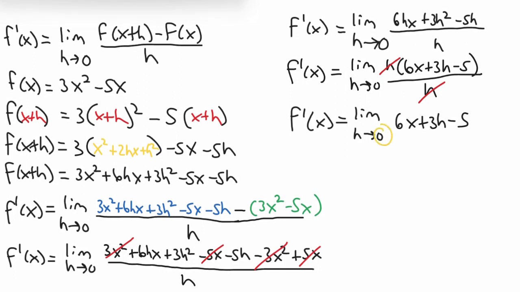Now we can plug in 0 for h. So this whole term here is going to go to 0, and we get the derivative to be 6x minus 5.